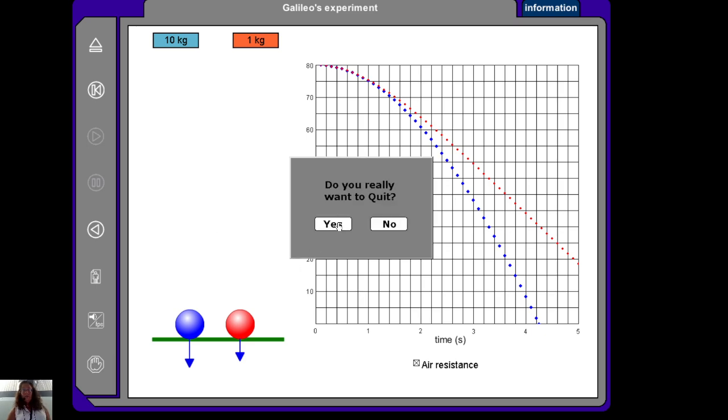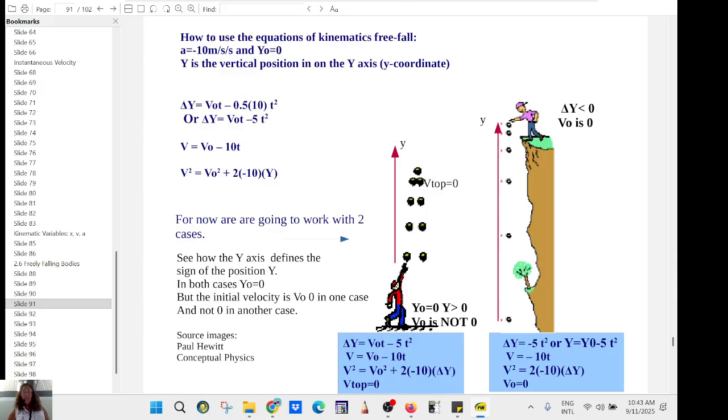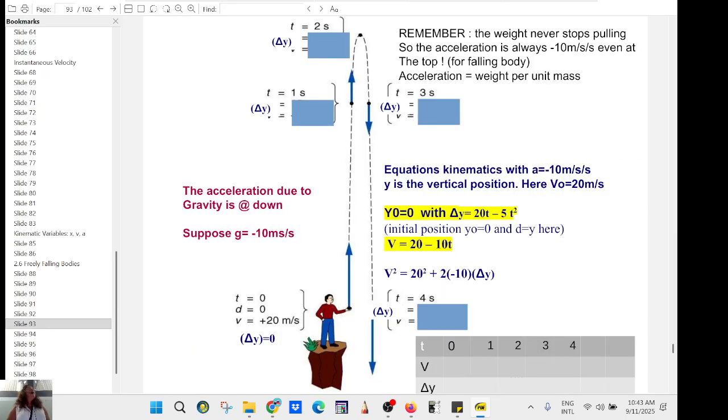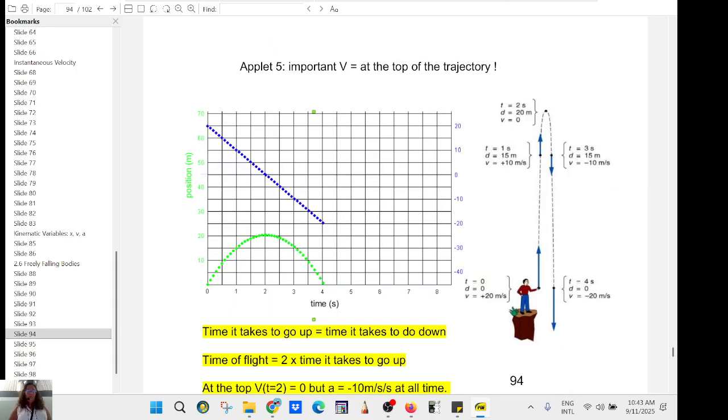Okay, just to make sure. Oh, I lost my app. That's fine. So we did that last time, right? So we did that, and I think we did that. Okay, and so this one, I think we did it, right?